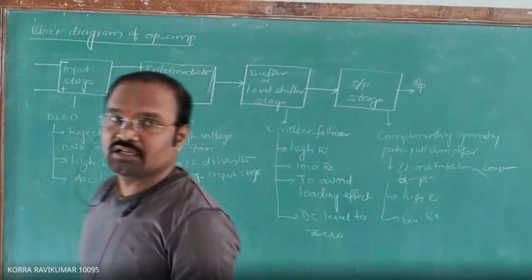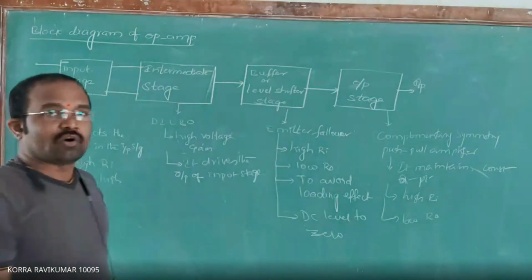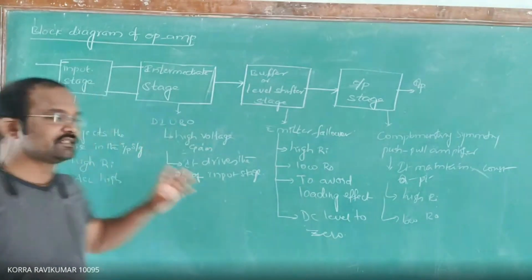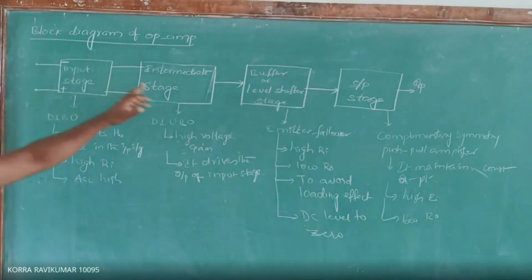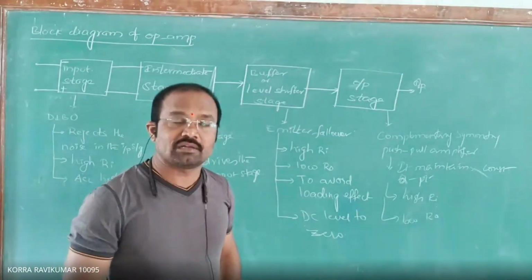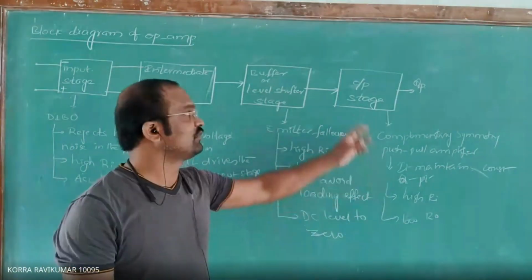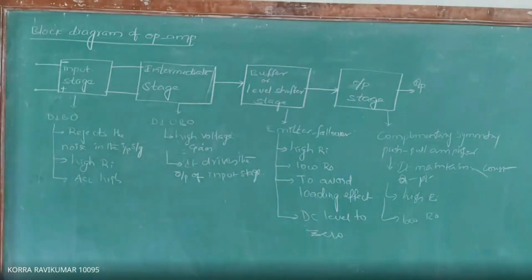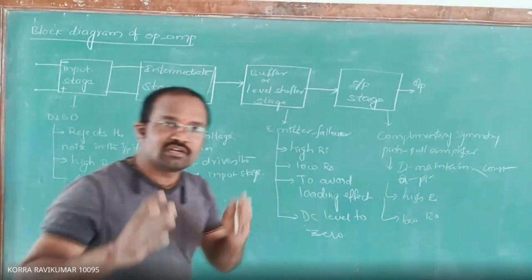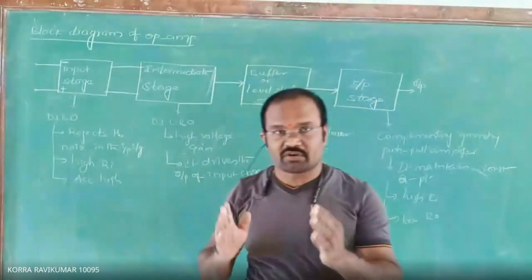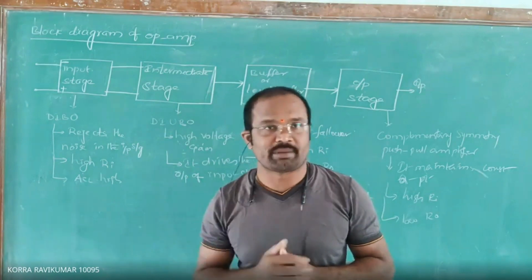See, once again, the block diagram consists of a total of 4 stages. The first stage is the input stage, the second stage is the intermediate stage, the third stage is the buffer or level shifter stage, and the fourth stage is the output stage. In the input stage, we are going to use a dual input balanced output differential op-amp.